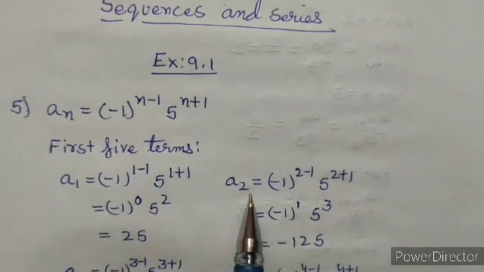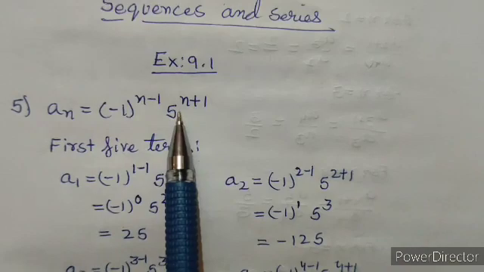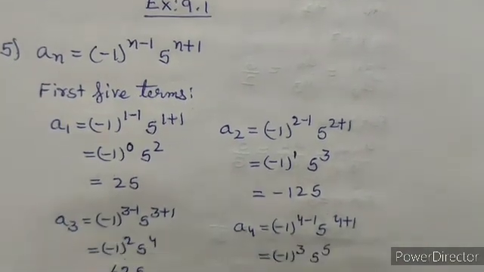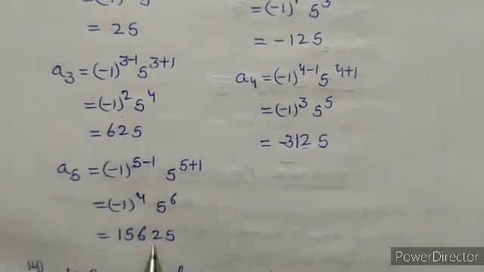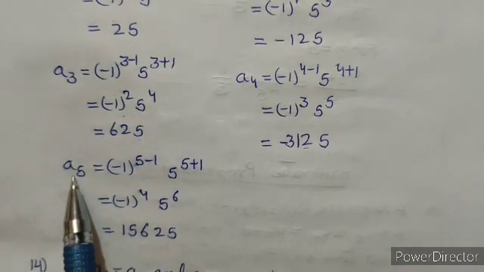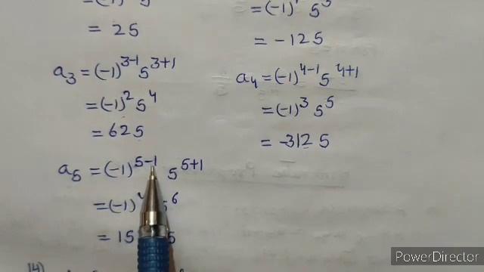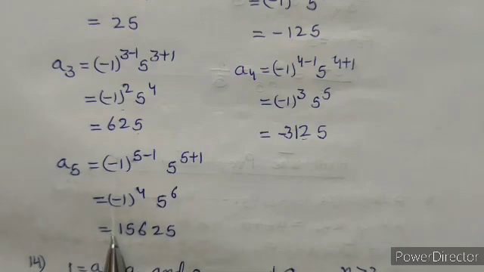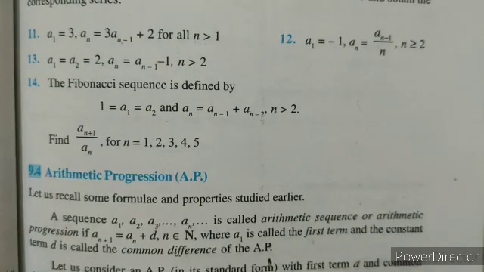Now the second term a2 will be given by (-1) raised to power 2 minus 1 into 5 raised to power 2 plus 1, and that will be equal to minus 125. Similarly, the third, fourth and fifth terms can be obtained. The fifth term will be obtained by taking n equal to 5, and that will be (-1) raised to power 5 minus 1 into 5 raised to power 5 plus 1, and that will give us the answer 15625. Similarly, we can do the other questions of this exercise.